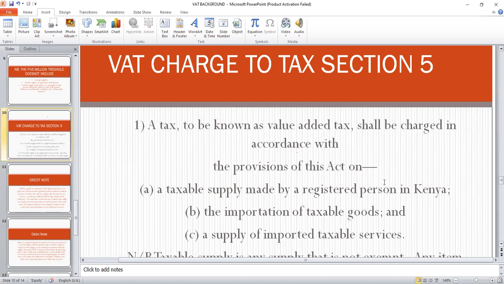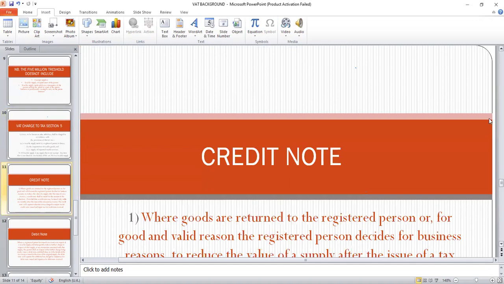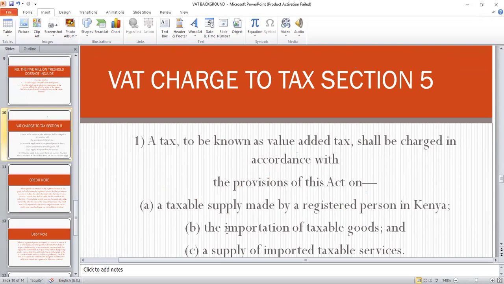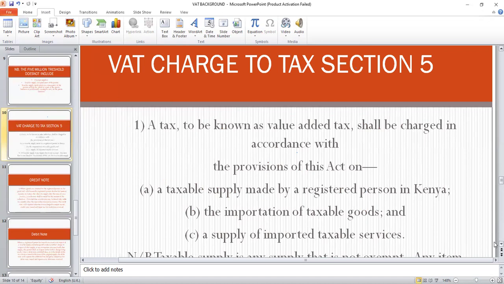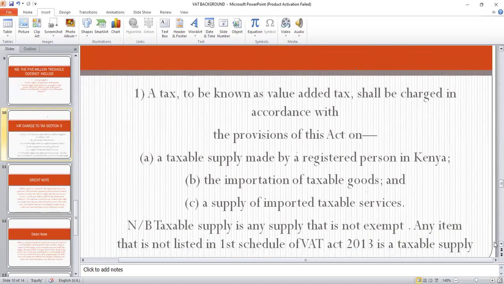So we have VAT charge to tax, which is found in section 5 of the VAT Act 2013. A tax to be known as a value-added tax shall be charged in accordance with the provisions of the Act. A is taxable supplies made by a registered person. We have three things that are charged to VAT. The first is the taxable supplies made by a registered person in Kenya. Number two is the importation of taxable goods. And finally, the supply of imported taxable services.